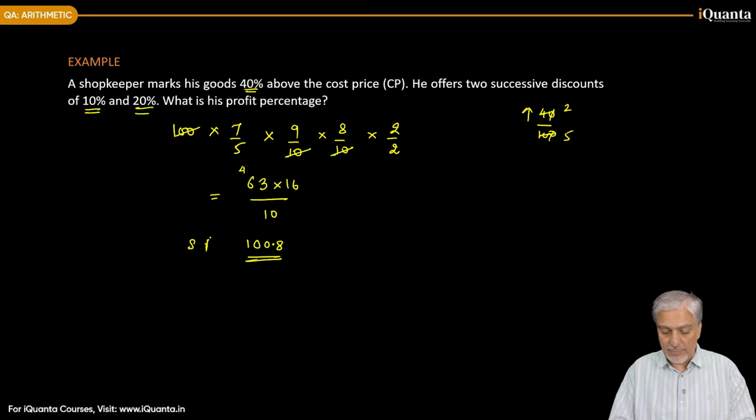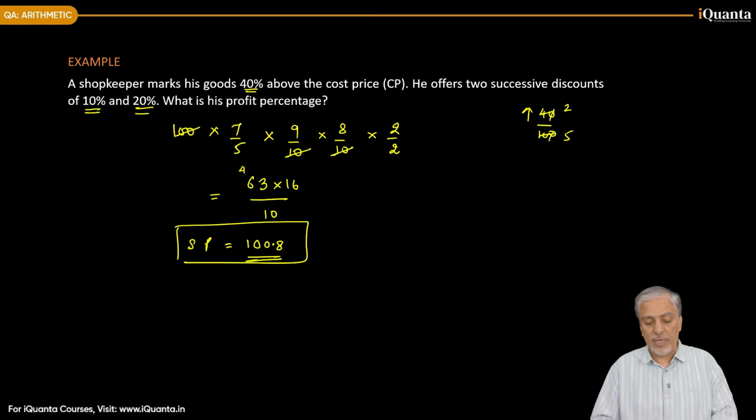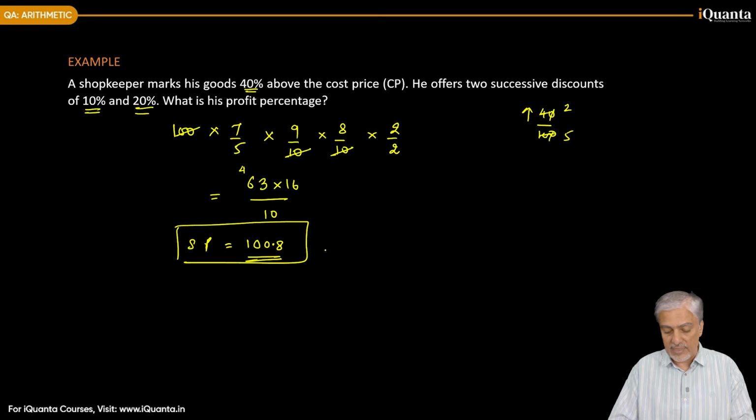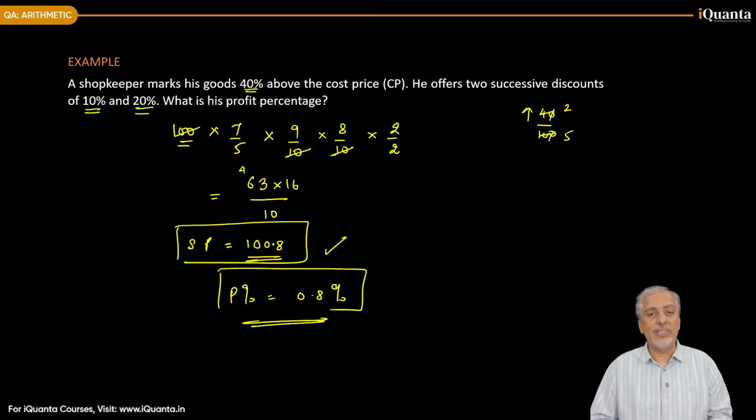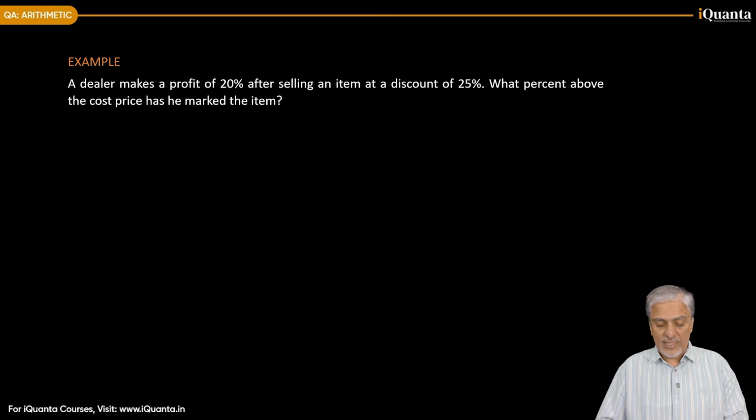100.8 becomes my selling price. Now this method, if people who have got used to this topic understand fractions well, can use this. Selling price is 100.8 when cost price was 100. And therefore, I will say my profit percentage is 0.8%. Okay, all three approaches are pretty interesting. The question also was nice. I hope you've understood that. Let's go to the next question.